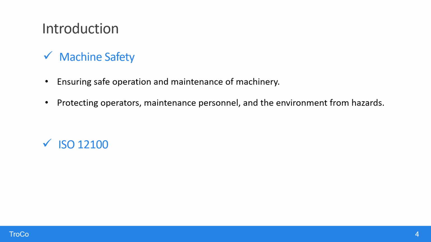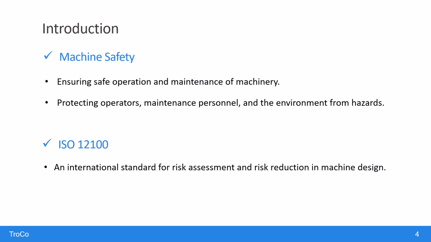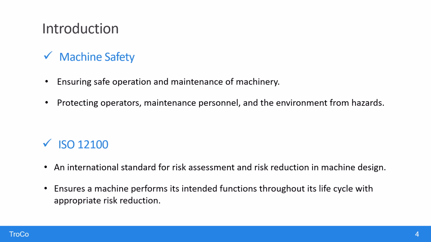One of the fundamental standards in this field is ISO 12100, which provides general principles for risk assessment and risk reduction in machine design. This standard emphasizes the machine's ability to perform its intended functions throughout its life cycle while ensuring appropriate risk reduction and promoting the importance of documentation, information for use, and training. We'll discuss the key elements of this standard and how it helps ensure safety at every stage of machine design.